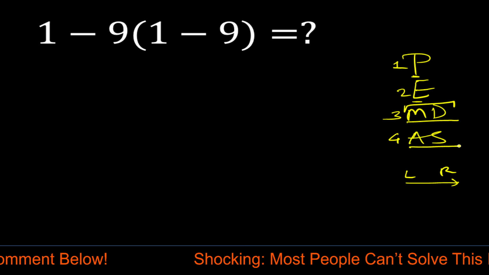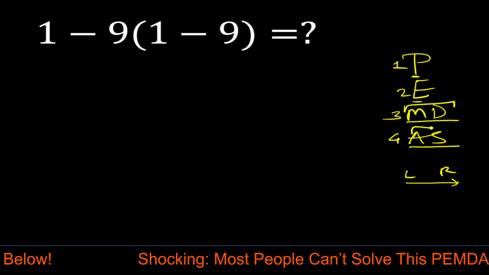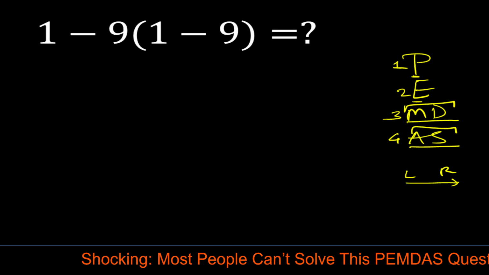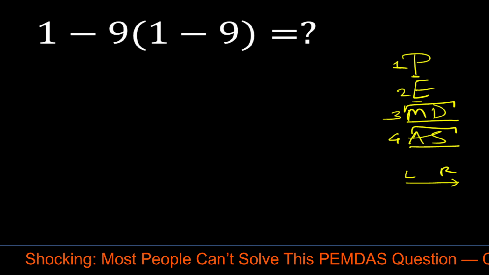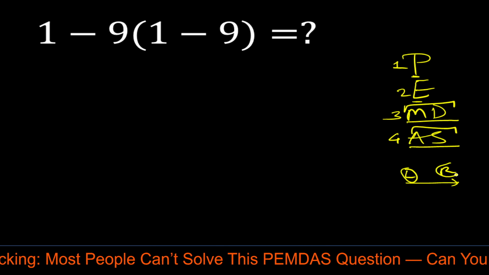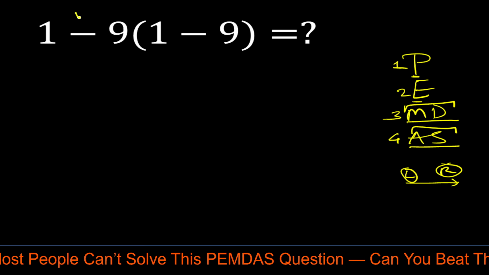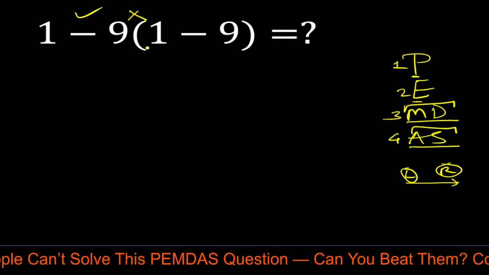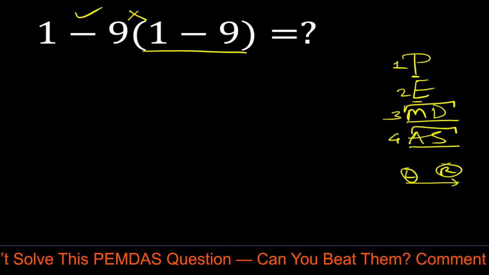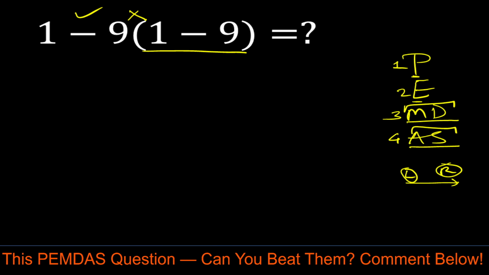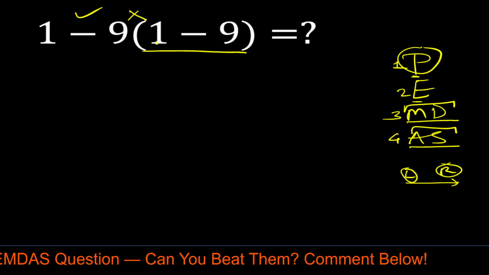Then fourth and last priority is addition and subtraction. Also addition and subtraction both have equal priority, so we have to solve it from left to right. So in this question, here we have subtraction, here multiplication, and here we have parentheses, right? So according to the PEMDAS rule, first we have to solve parentheses.